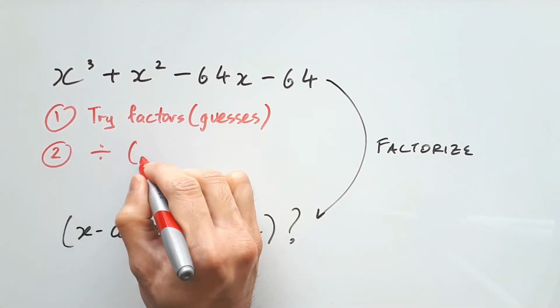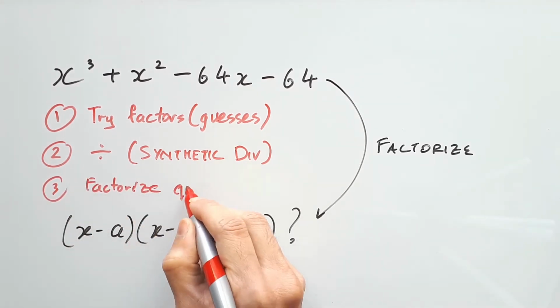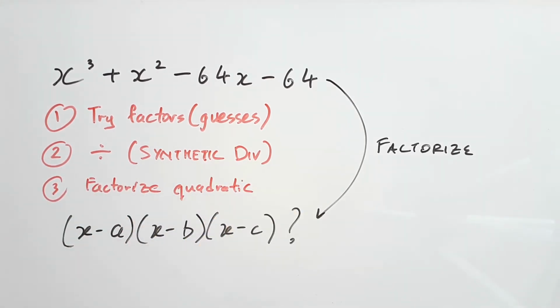The second step would be to use synthetic division to simplify that polynomial a little bit. You should end up with a quadratic, and so in the third step you would factorize that quadratic to get some factors. So in this video I'm going to break down these steps for you so that you can follow along and know what to do every step of the way.